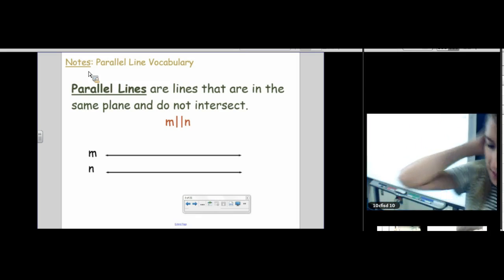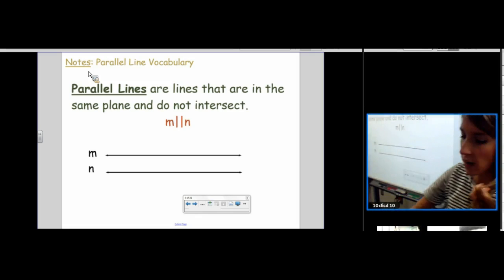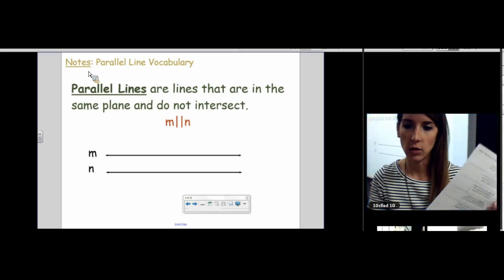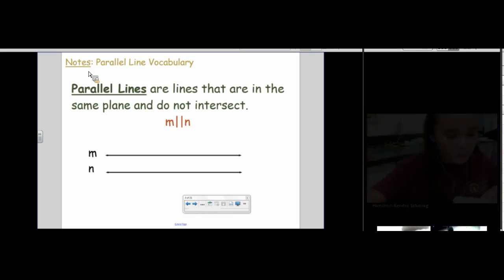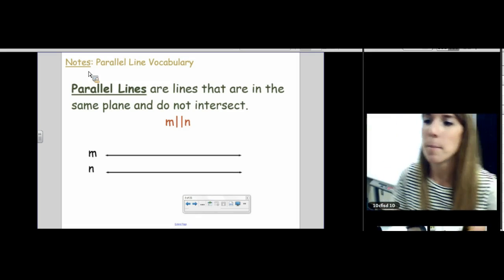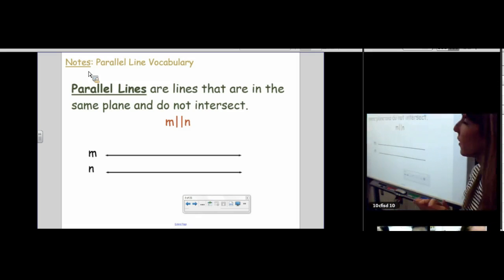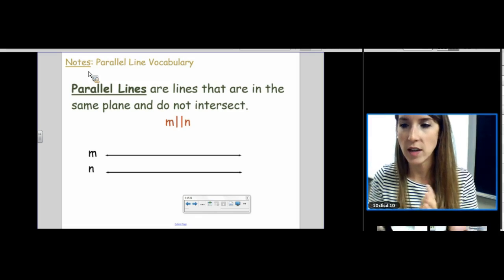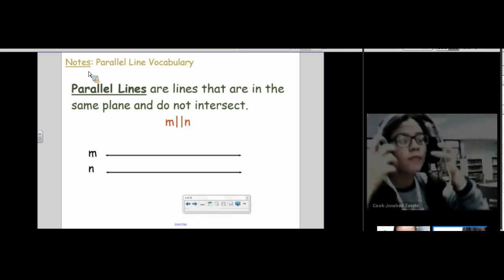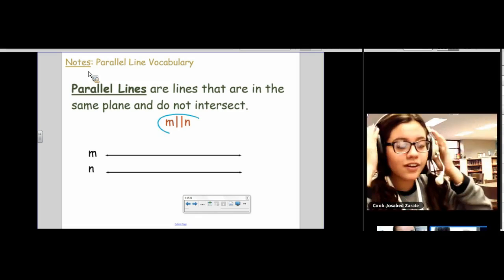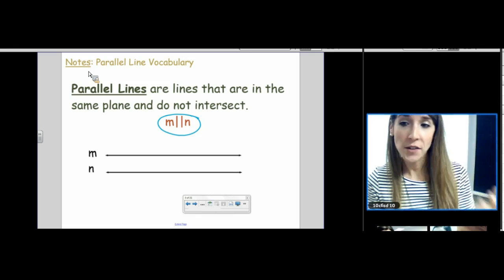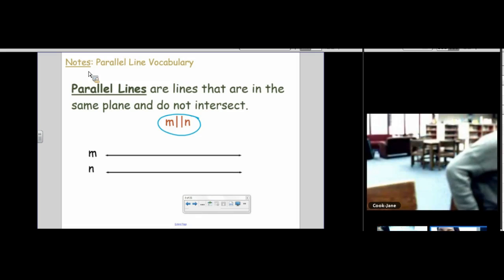All right. So the first word in this first box, I want you to write parallel, or you can write parallel lines. Parallel lines are lines that are in the same plane that do not intersect. That is old news. There's nothing new there. Here's how we write that they're parallel. Line M is parallel to line N. So you don't have to write the word parallel. You're allowed to use that symbol.